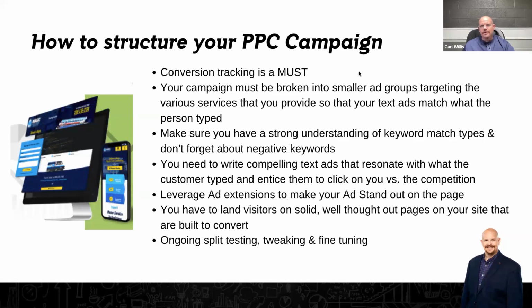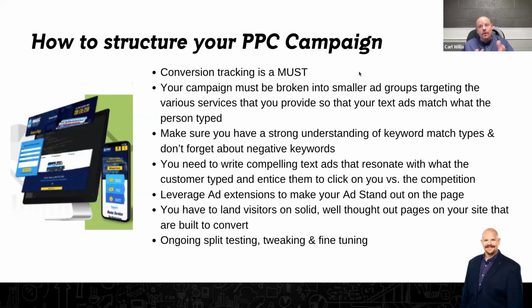Behind that, you need to write compelling text ads that resonate with what your prospect typed in, and also to convince them to click on you versus your competition. Now, again, Google is moving towards a more AI-driven advertising platform. So the way the ads are put together now is what's called a responsive search ad. So you list multiple headlines, you list multiple descriptions, and then Google will mix and match those headlines and descriptions to see what performs best.